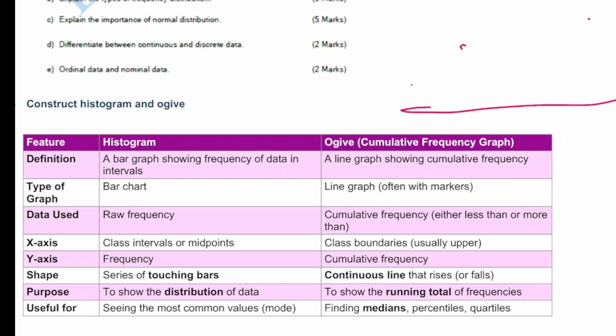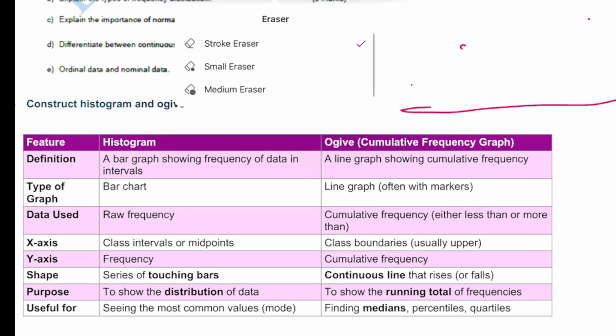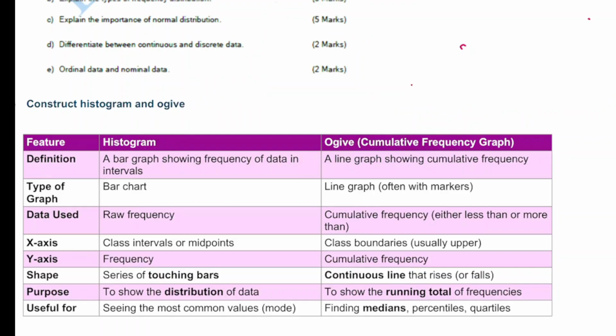So a histogram is a bar graph showing frequency of data in intervals. OGIF is a line graph showing cumulative frequency. Type of graph: for the histogram, bar. For the OGIF, line. One is a line, one is a bar chart.